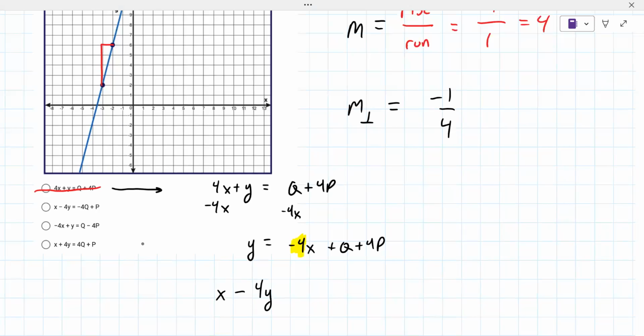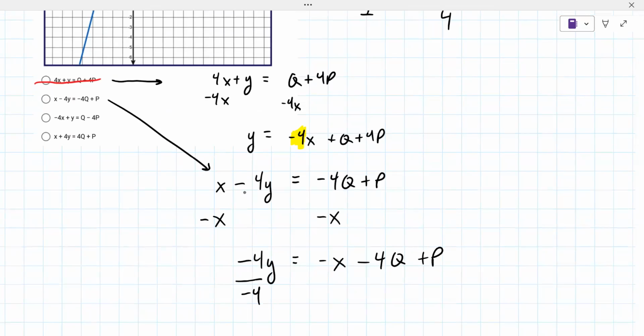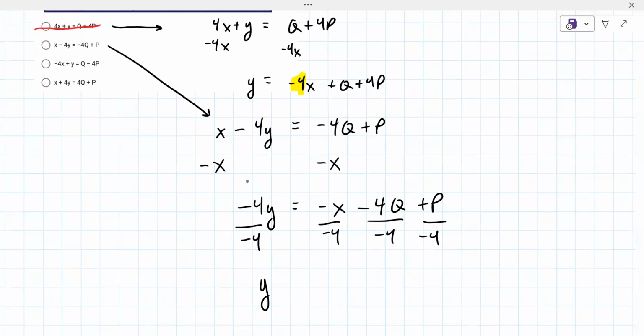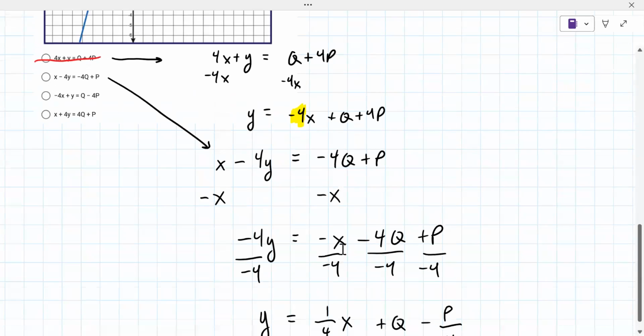So we can do the same thing for the second one there. x minus 4y equals -4q plus p. But again, we have to solve for y. So we're going to subtract x from both sides. -4y equals -x minus 4q plus p. Divide by -4. So your equation now is y equals 1/4 x, and this other stuff doesn't really matter, but I'll just show it anyway. So what is the slope of this one? 1/4, not -1/4. So that one's out.